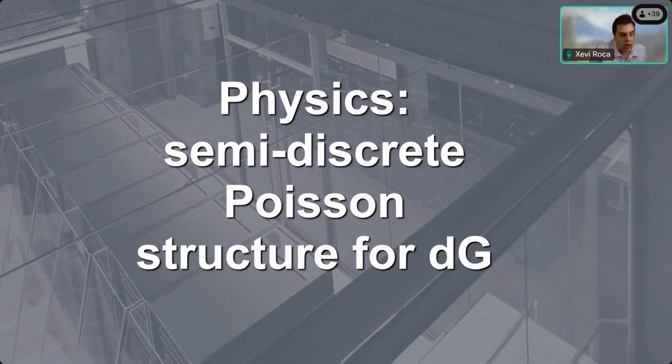So let's go with the physical aspects of high-order methods, and we are going to focus on electromagnetics. And what we want is to obtain a DG method that preserves the semi-discrete Poisson structure of the Maxwell equations. This is part of the work for the PhD thesis of Martí Circots. Next slide.